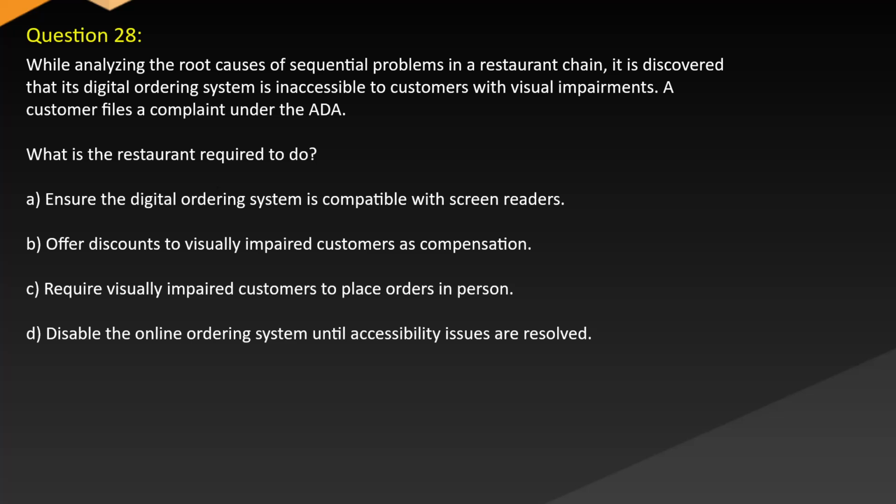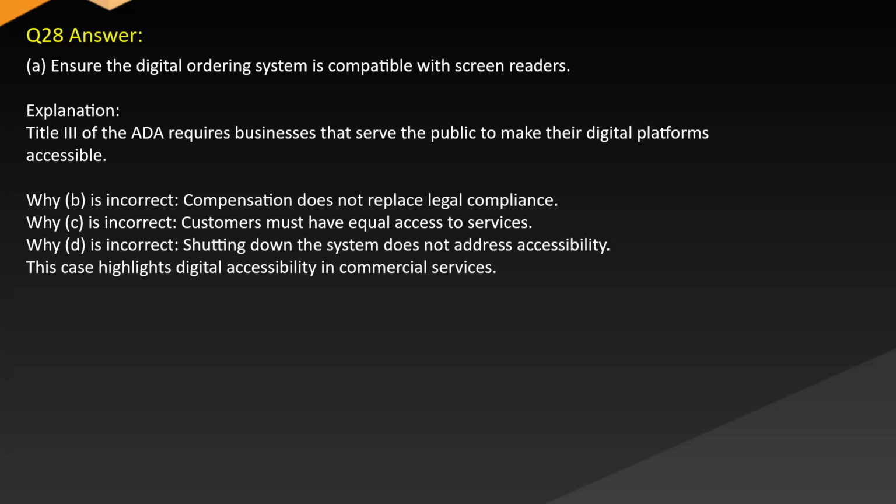A. Ensure the digital ordering system is compatible with screen readers. B. Offer discounts to visually impaired customers as compensation. C. Require visually impaired customers to place orders in person. D. Disable the online ordering system until accessibility issues are resolved. Answer: A. Ensure the digital ordering system is compatible with screen readers.